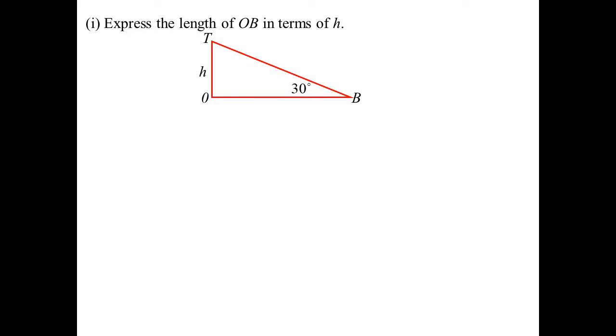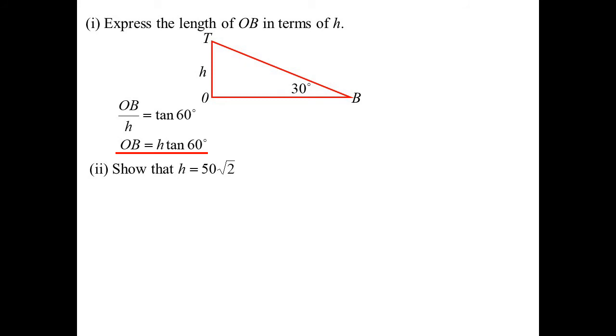Okay, I'm going to draw a triangle that includes those things, and triangle TOB would have height H. And we know that angle's 30 degrees. That was the angle of elevation. So an expression for OB over H is tan 60, so I get H tan 60. There is my expression. I suppose I could rewrite that as root 3 H, because we know what tan 60 is. Show that H is 50 root 2. Okay, I need another triangle. This time I'm using the angle of elevation of 45 degrees.